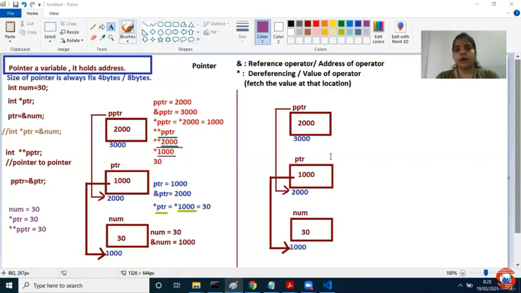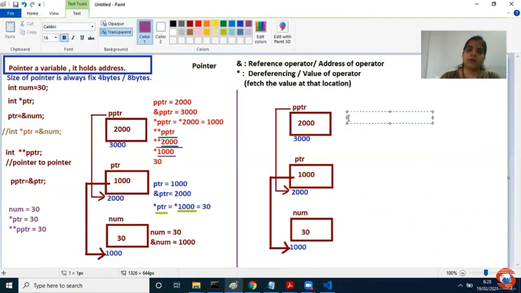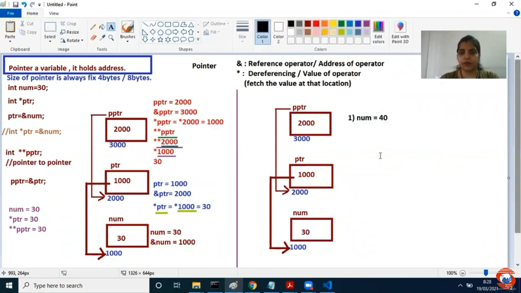All right. Now, if I'm making a change, I'll take three possible combinations. The first time, I'm making num is equal to 40. I'll use different color codes so that you will understand. So can I say, my num value, which was initially 30, will now be changed to 40. If I change this value, do you agree?